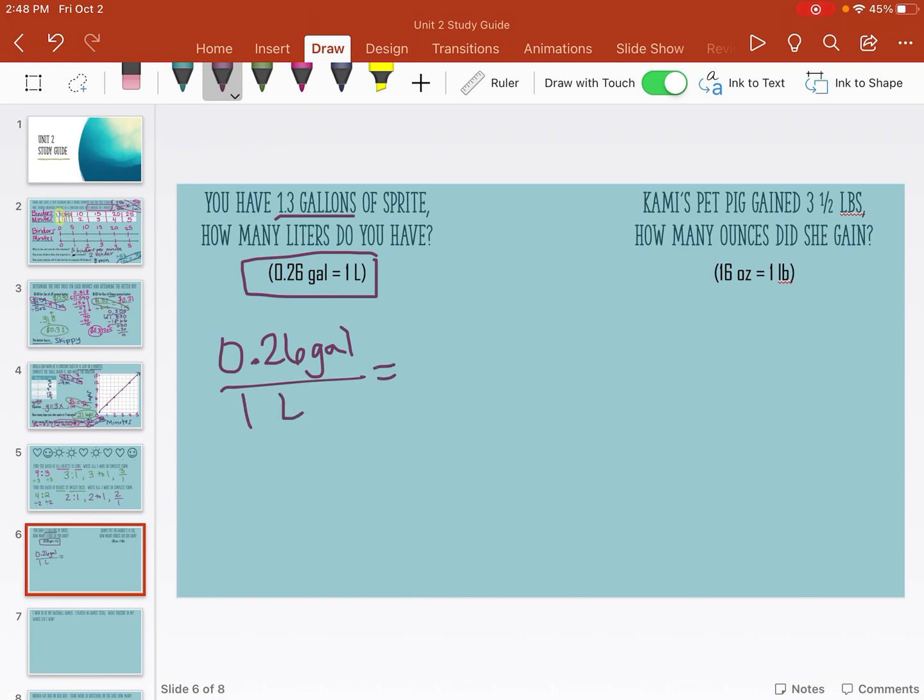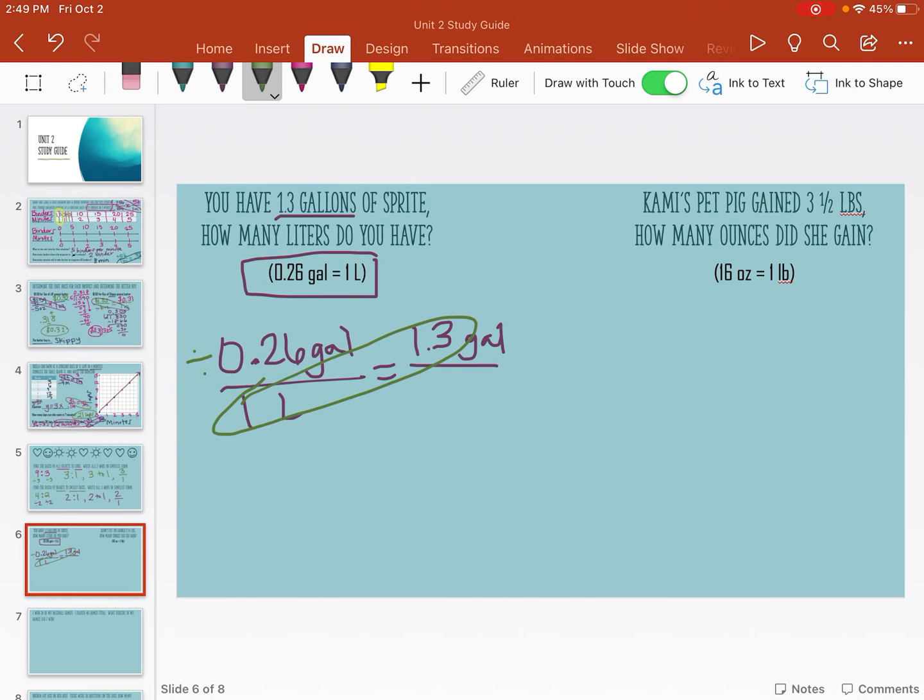And I want to have my other side of the proportion have the number that was in the original question. So 1.3 gallons. Make sure that you line up your units. So gallons is on top, I'm going to put gallons on top. And then what I don't know is down there on the bottom. I don't know how many liters that is yet.